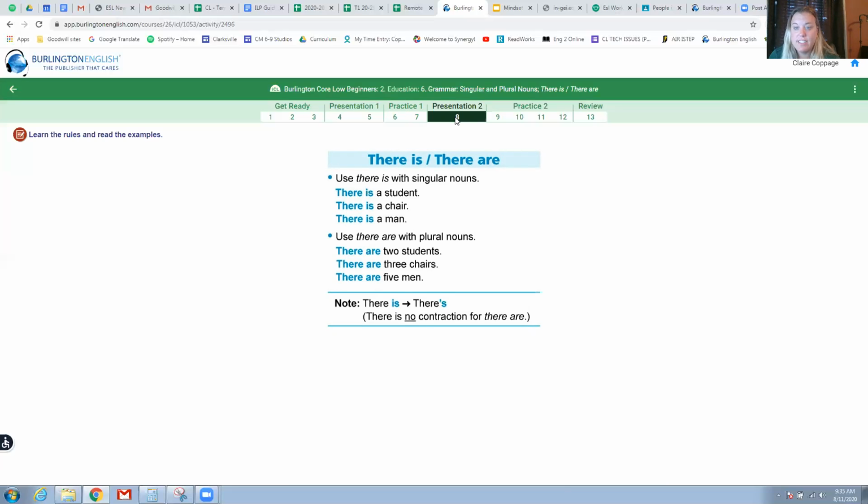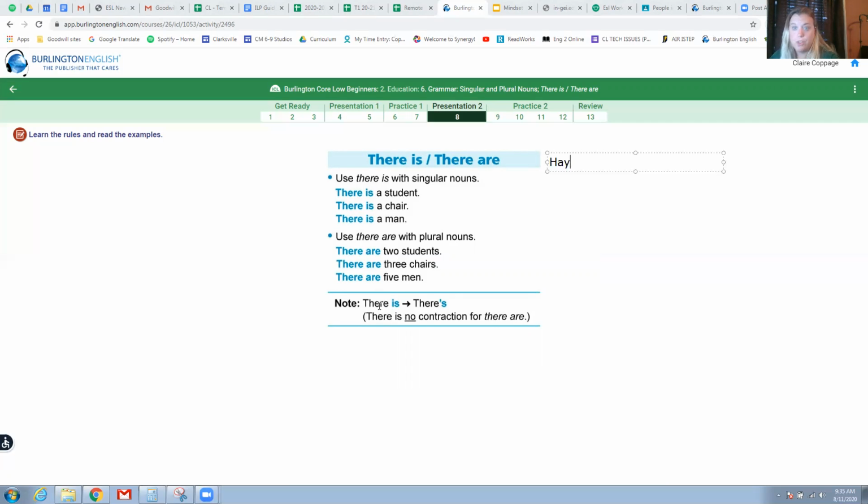Okay. Now here's a very useful phrase. We're going to talk about there is and there are. This is hay in Spanish. Okay. Now, the difference is, la diferencia es en inglés tenemos dos formas, singular y plural. So, we use there is with singular nouns. There is a student. There is a chair. There is a man, okay? And we use there are with plural nouns. There are 2 students. There are 3 chairs. There are 5 men, okay?